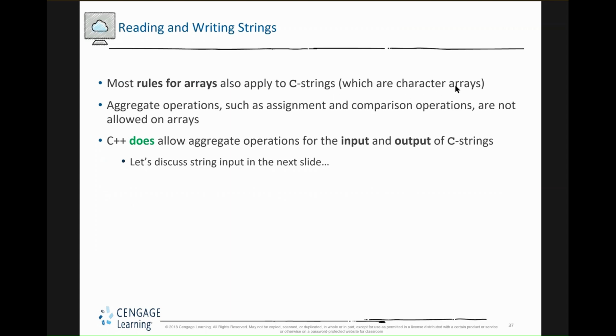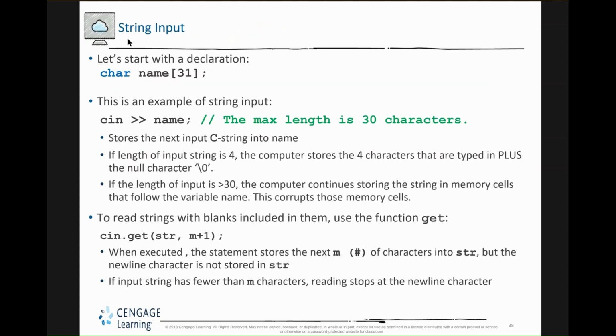Most rules for arrays also apply to C strings. You know, C strings are character arrays for individual words, right? Aggregate operations, such as assignment and comparison, are not allowed on arrays. However, C++ does allow operations for the input and output of C strings, okay? So those individual characters that make the string, we are allowed to do some operations with those. So let's discuss that.